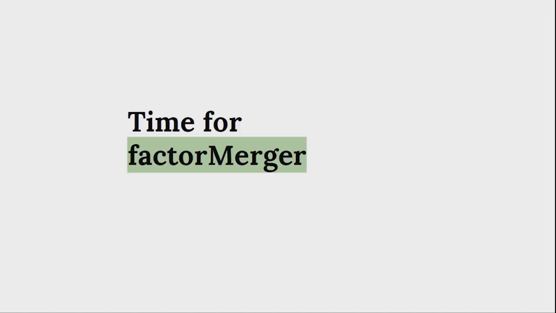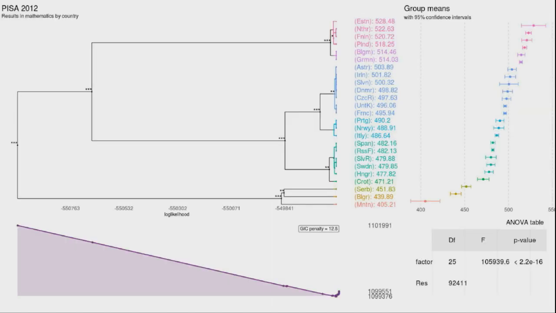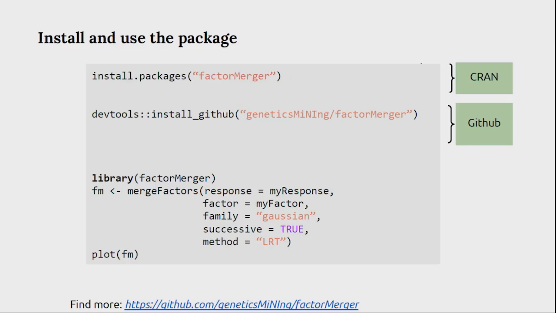So now is the time for our package, and I will show you the same example, however plotted with our package. This is the final product of factorMerger, all European countries included. And factorMerger is already present on CRAN. This is how you install it and how you load it.